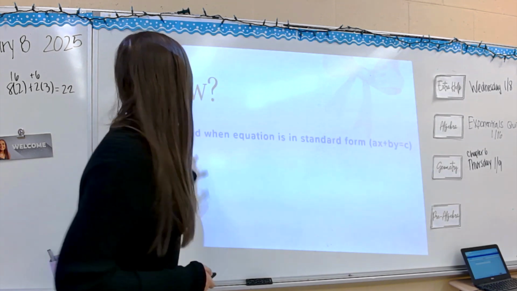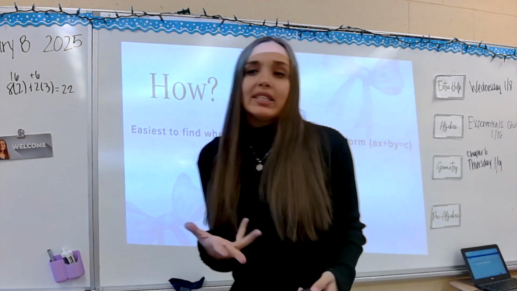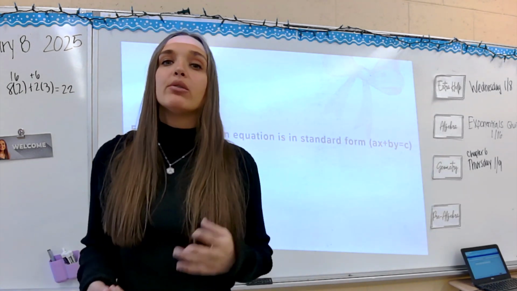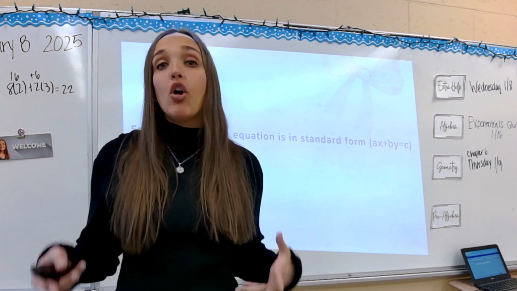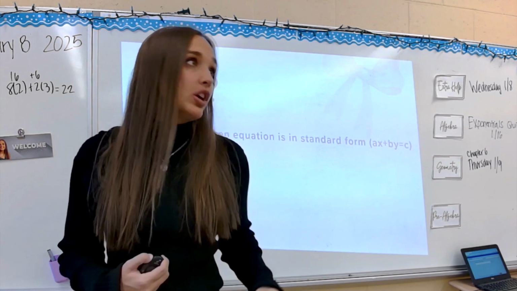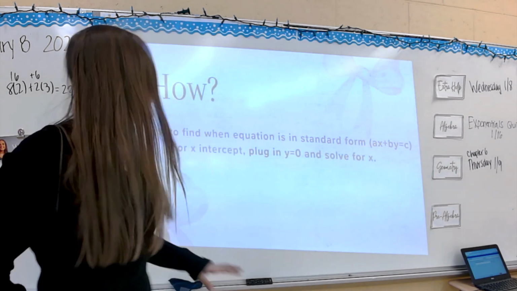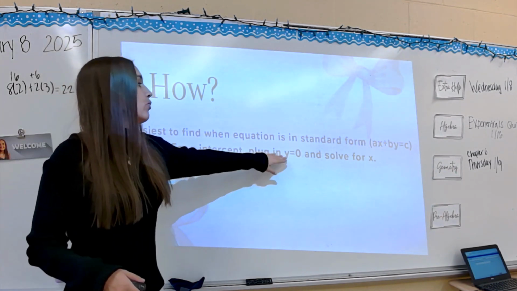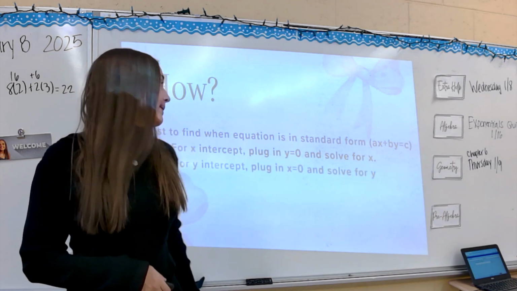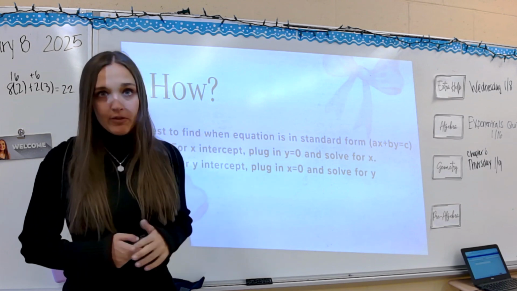So how do we do this? It's easiest to find when it's in standard form. Recall I said we want to do this in standard form. Standard form is ax plus by equals c, when our a, b, and c are all not fractions. They have to be integer values. So we are given it in this form, and then we apply what we just said. For my x-intercept, I'm going to plug in 0 for y and solve for my x value. Same thing for the y-intercept: I'm going to plug in 0 for x and solve for my y.